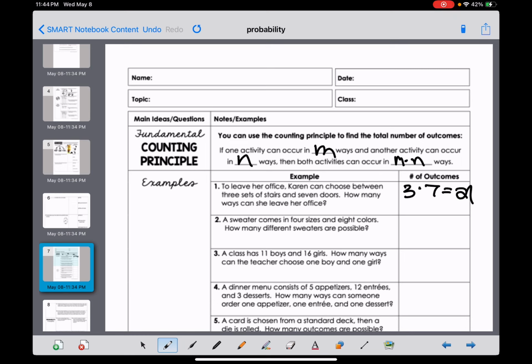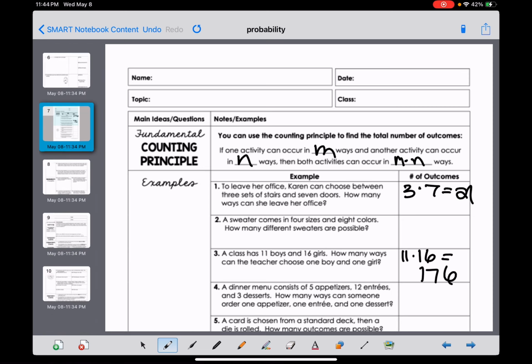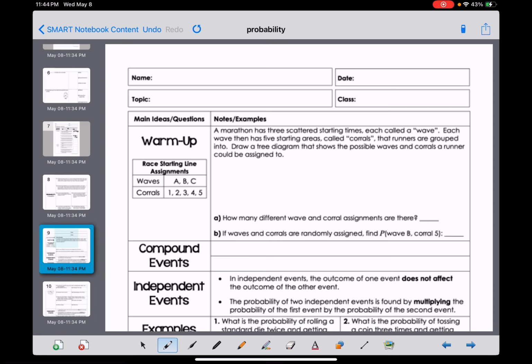For example, number 3 says the class has 11 boys and 16 girls. How many ways can the teacher choose 1 boy and 1 girl? Well, there's 11 boys and 16 girls, so you just multiply those to get 176. Okay, so that's that idea.